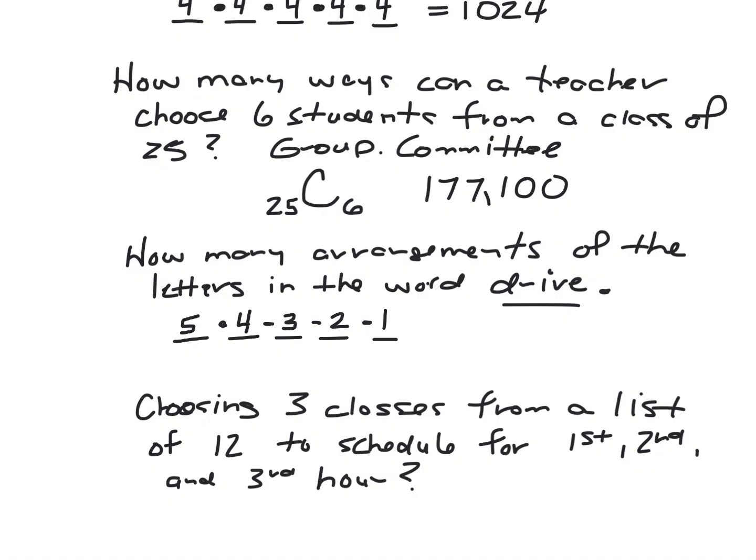Order is definitely important here, so this is also a permutation, 5 choose 5. Either way you do this, you would get a grand total of 120 different ways for the word drive.